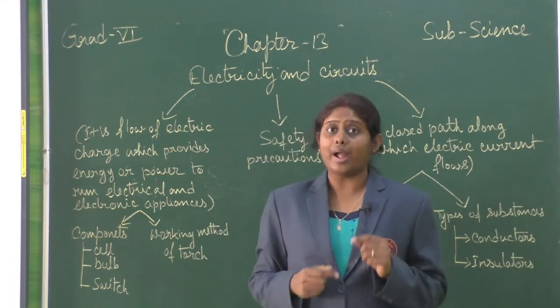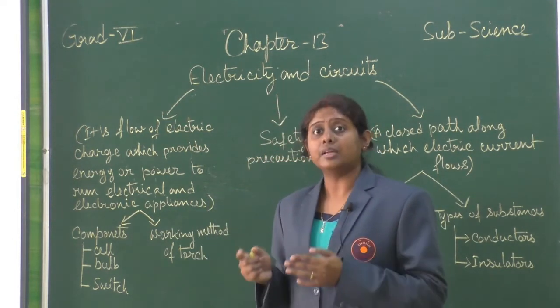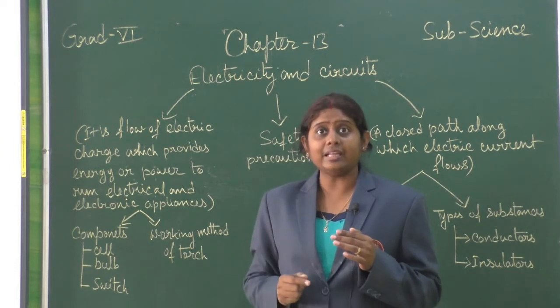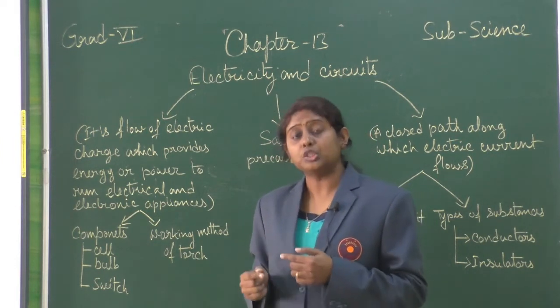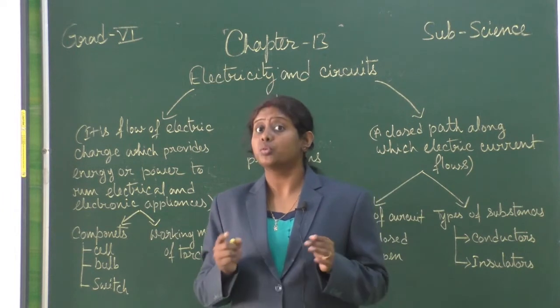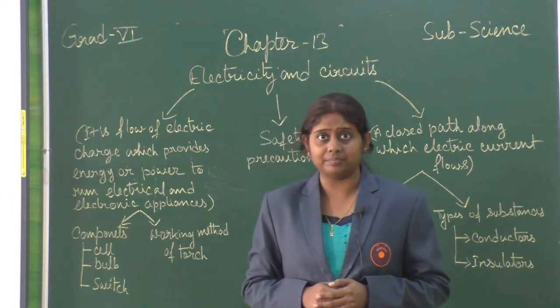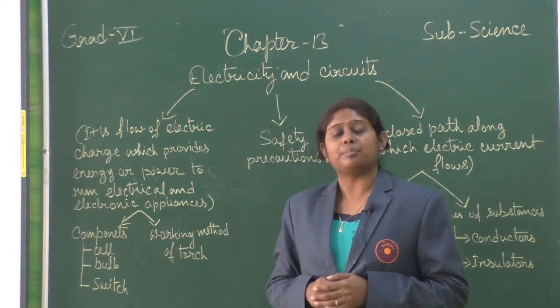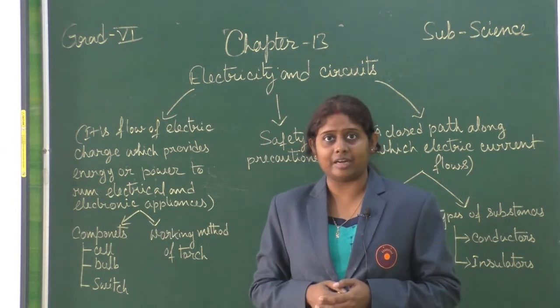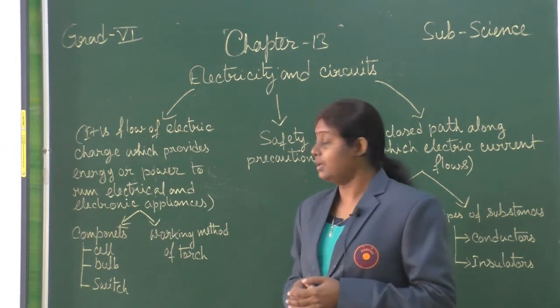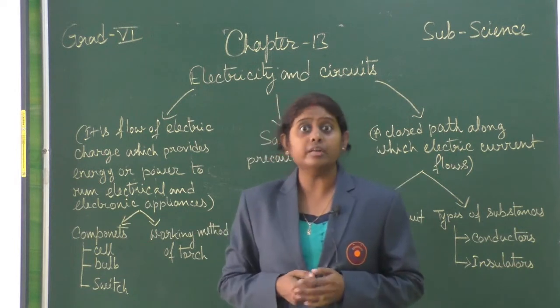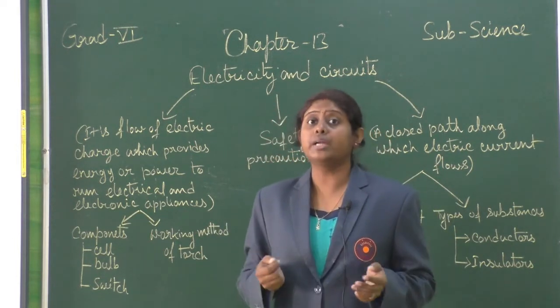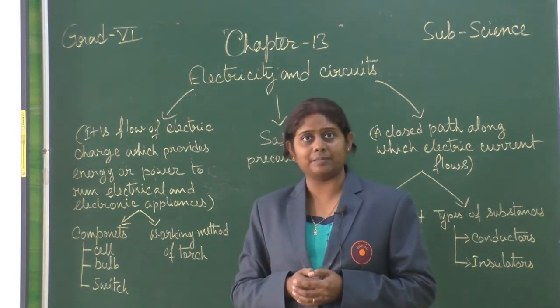In a primary cell, the chemical reaction changes the chemical energy to electrical energy, which is irreversible. As a result, the primary cell cannot be recharged. Example, in wall clocks, toys, and radios, we are using this type of cell.